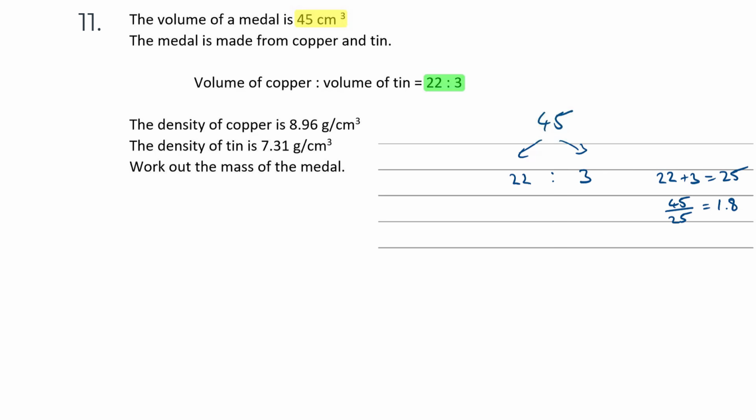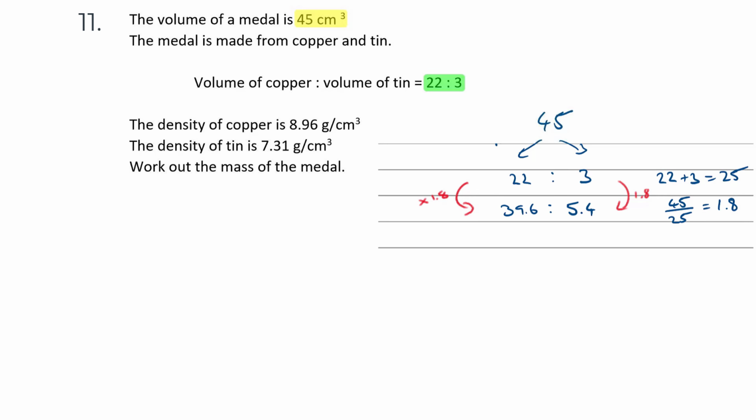Okay, so then this one down here I'm going to multiply by 1.8, and this I'm going to multiply by 1.8. So 22 lots of 1.8. 22 times 1.8 gives me 39.6. So this one is going to have a volume of 39.6 cubic centimeters. So that's the volume of copper, isn't it? That's copper. And on this side we're looking at tin. So 3 parts tin, 1.8 per part. 3 times 1.8 gives me 5.4 cubic centimeters of tin.